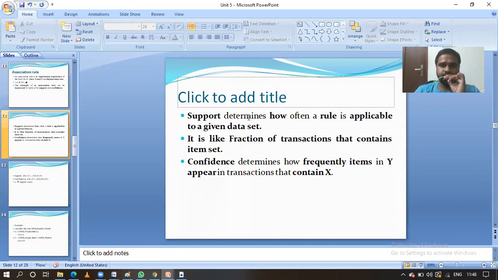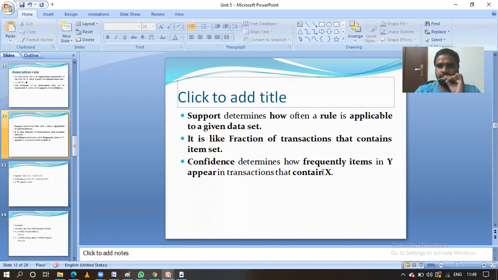Support means how often the rule is applicable for the given data set. Normally, guys, it is the fraction of transactions that contain the item set, that we call support. Confidence is the frequency with which items in Y appear in the transactions that contain X. That is the confidence.